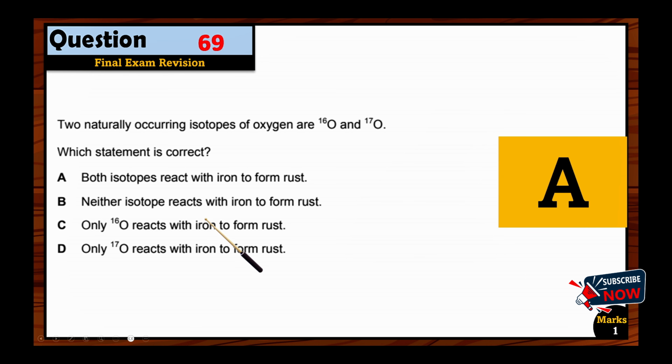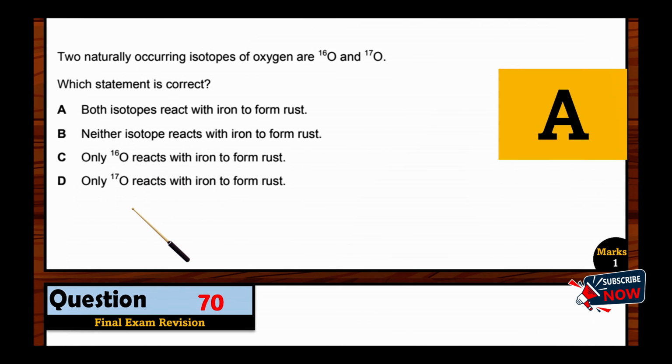Why not B? Neither isotope reacts with iron to form rust. That's wrong. Oxygen always reacts with the iron to form rust. Third, only oxygen-16 reacts with iron to form rust. No, because they have the same chemical properties, so both will react with the iron. Okay, so option A is right.